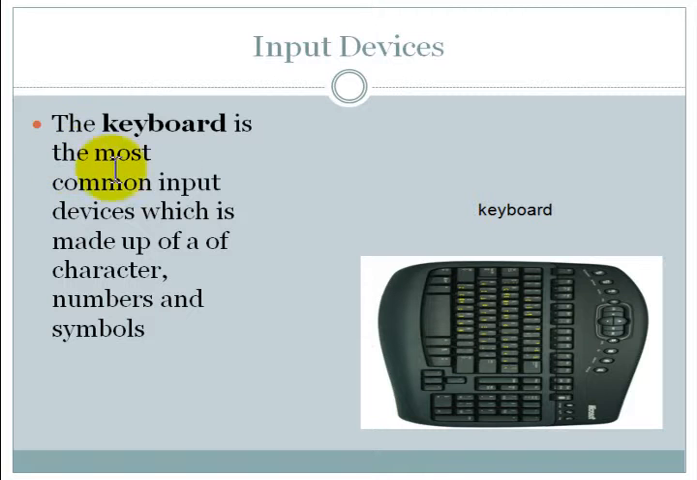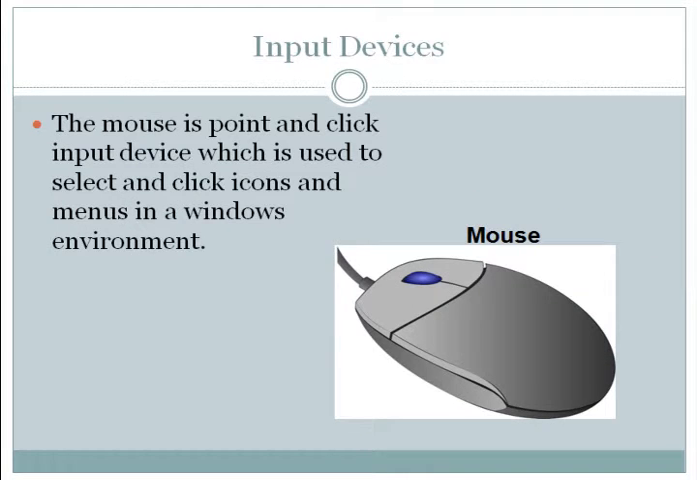Now let us look at these devices more in depth. The first is the keyboard, which is the most common or popular input device, which is made up of characters, numbers, and symbols. The other that we looked at was the mouse. The mouse we consider to be a point and click input device, which is used to select and click icons and menus in a Windows environment.